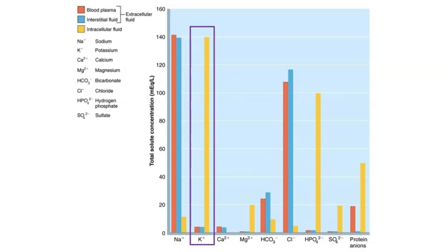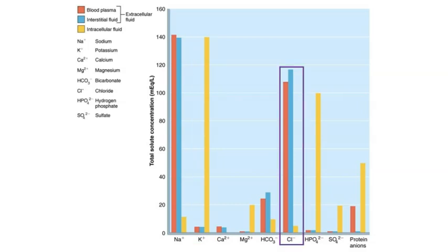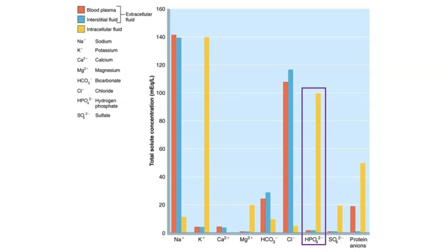Moving on, we see that the major positively charged ion that's found in the intracellular fluid, that is inside of the cells, is potassium, which is abbreviated K+. And that's shown in the tall yellow bar located towards the left-hand side of this graph. The major negatively charged ion, that is the anion in the blood plasma, as well as the interstitial or tissue fluid, is chloride, as we mentioned earlier, which is abbreviated Cl-. And the major negatively charged ion that's found in the intracellular fluid is the phosphate ion, which is abbreviated HPO4.